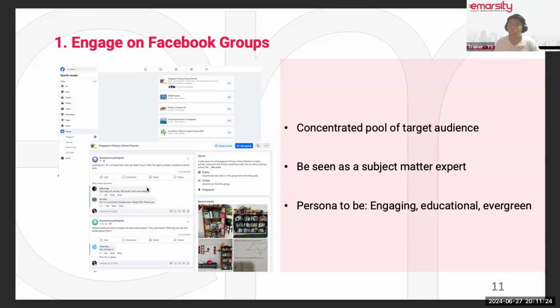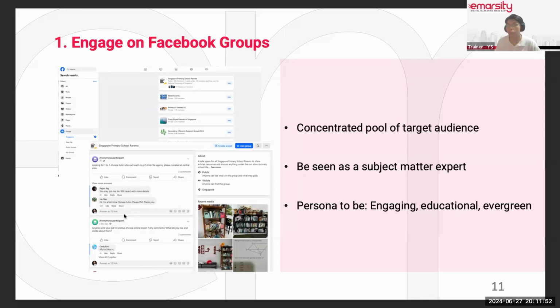Second thing, besides listening, you engage with them. For instance, here someone is asking, looking for a one-to-one Chinese tutor to teach my P1 child. If you offer this service, you can engage. Lastly, first listen, second engage, third, share. Share what you do. Promote your product or service in this Facebook group.